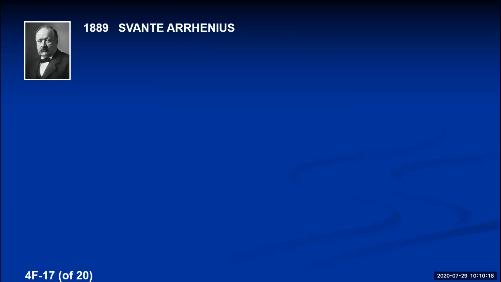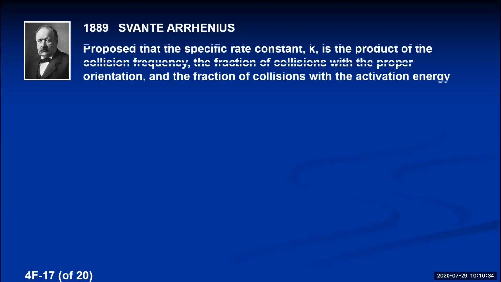Now, in 1889, really close to the time that Svante Arrhenius had proposed definitions of acids and bases, he was studying chemical kinetics. And he proposed a mathematical explanation for what the specific rate constant is in a chemical rate law. He proposed that the specific rate constant K is actually the product of the collision frequency, the fraction of the collisions with proper orientation, and the fraction of collisions with the activation energy, the three steps in our collision theory.